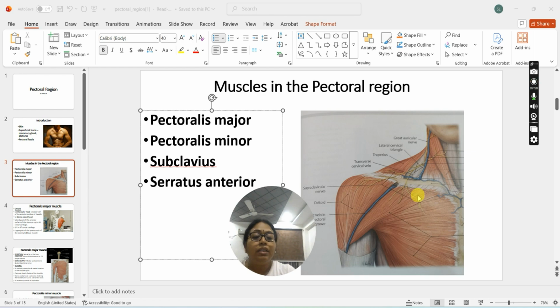Underneath the pectoralis major, there is another muscle called pectoralis minor. Where is the subclavius located? It's a tiny muscle extending from the first rib to the undersurface of the clavicle. So you can imagine the size of the muscle, so tiny, a small triangular muscle. It steadies the clavicle. It keeps the clavicle in position during movement of the shoulder, at the acromioclavicular or sternoclavicular joint.